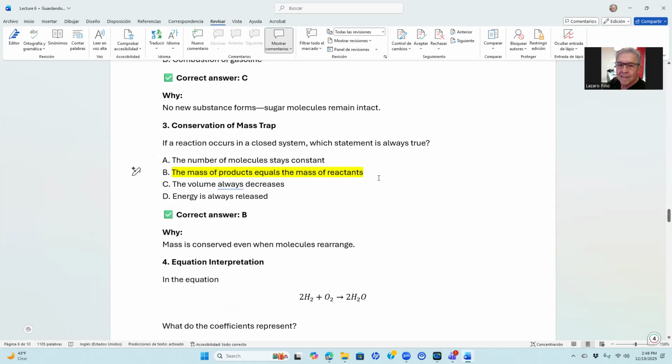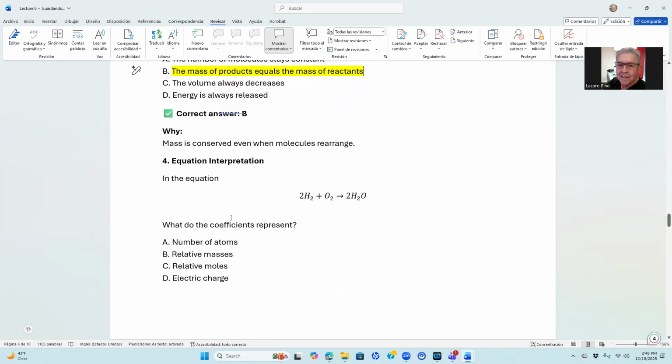The law of conservation of mass. The volume always decreases? Not necessarily. Energy is always released? Not necessarily. It can also be absorbed. Then the correct answer is B. Mass is conserved even when molecules rearrange.